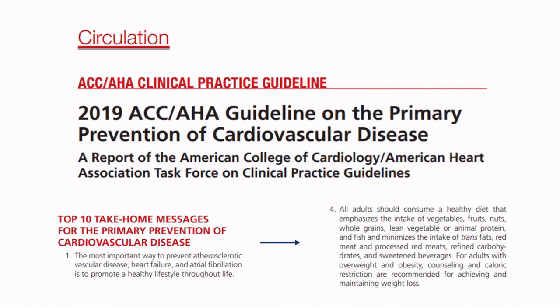The American College of Cardiology and the American Heart Association guideline on the primary prevention of cardiovascular disease, which is essentially every American that does not have a history of a heart attack or risk factors great enough to make them secondary prevention, recommends a healthy lifestyle throughout life and a diet that emphasizes whole grains, lean vegetable or animal protein, minimization of red meat and processed red meats, and minimization of refined carbohydrates.